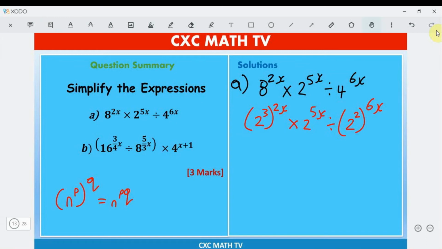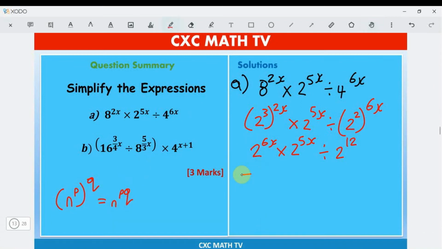So we can rewrite this here as 2 to the 3 times 2x is 6x, multiplied by 2 to the 5x, divided by 2 squared to the 6x. We can multiply the 2 times 6x to get 12x, using that law down here.